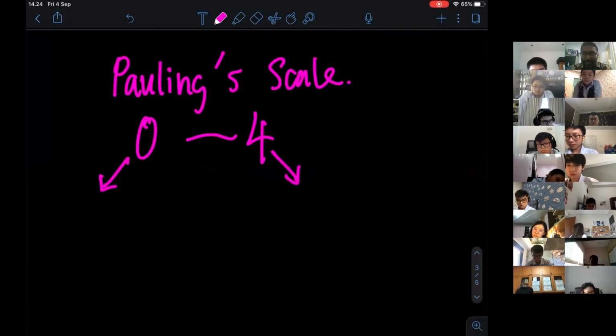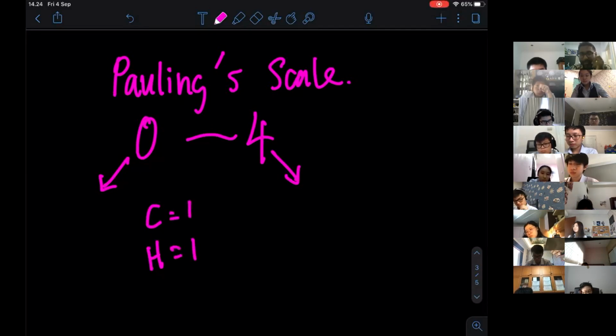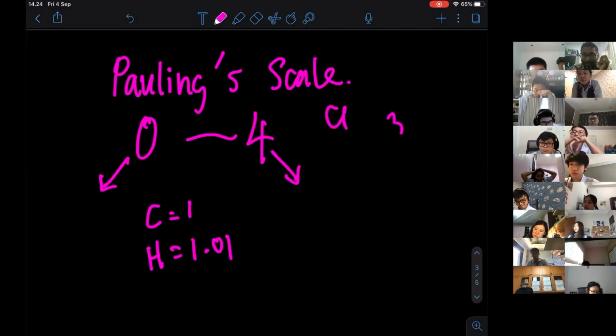So they found out the number that goes to carbon and the number that goes to hydrogen are almost the same. Imagine I just come with a random number, if it is 1 and 1, they are almost the same. So maybe it's 1.01, something like that. So they still stay in the middle. But chlorine is closer to 3. So the electrons will pull towards it, as it's more electronegative. That is actually the best explanation that I can give.